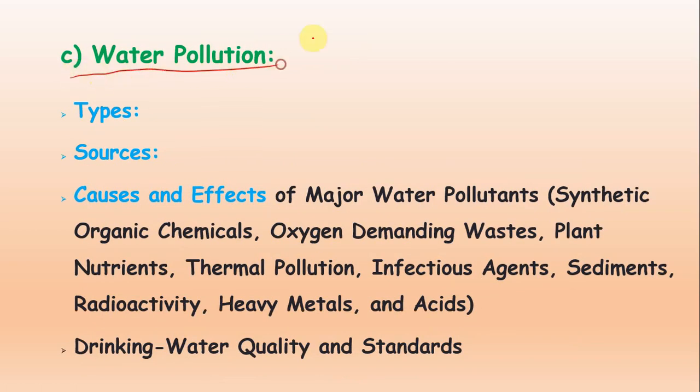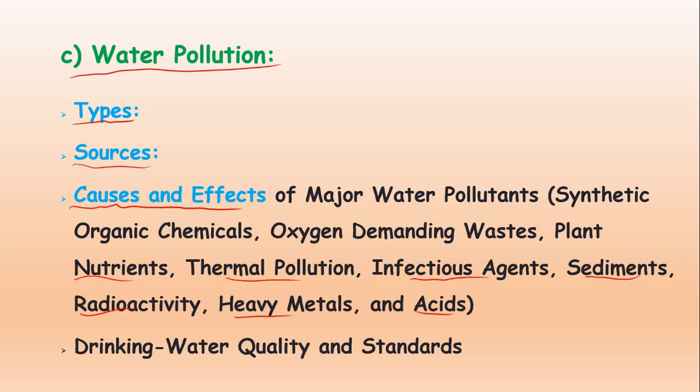Number C is the water pollution. What are the types of water pollution? What are the sources of water pollution? And what are the causes and effects of the major water pollutants, right? Then we will discuss also the plant nutrients, thermal pollution, infectious agents, sediments, radioactivity, heavy elements, acids.